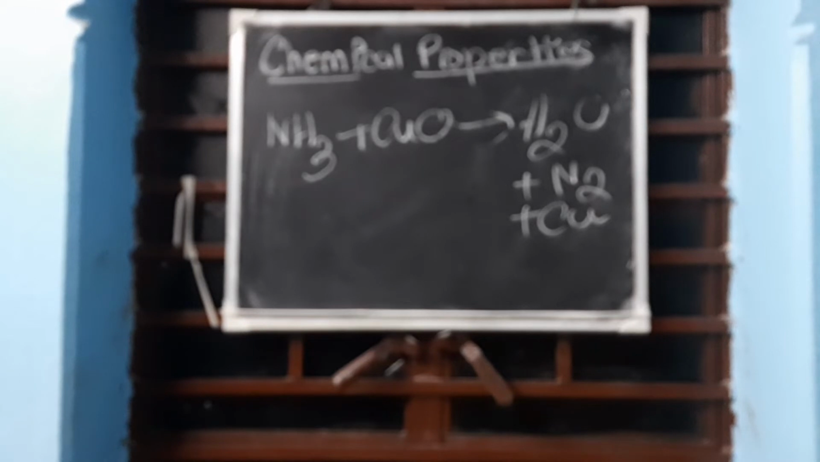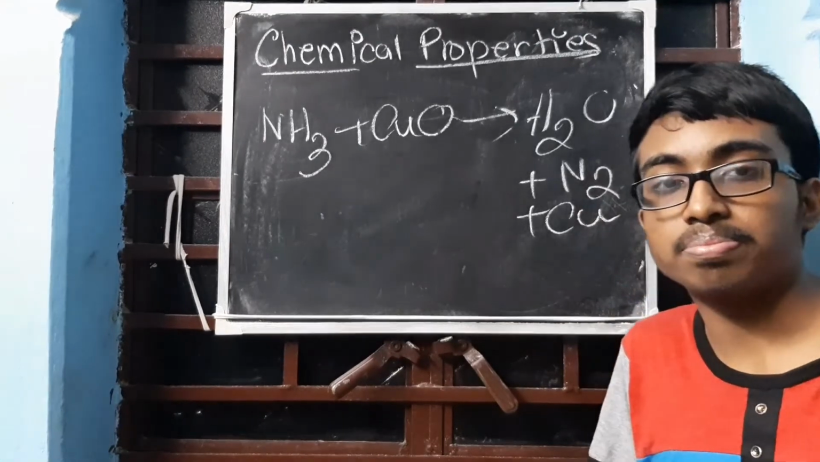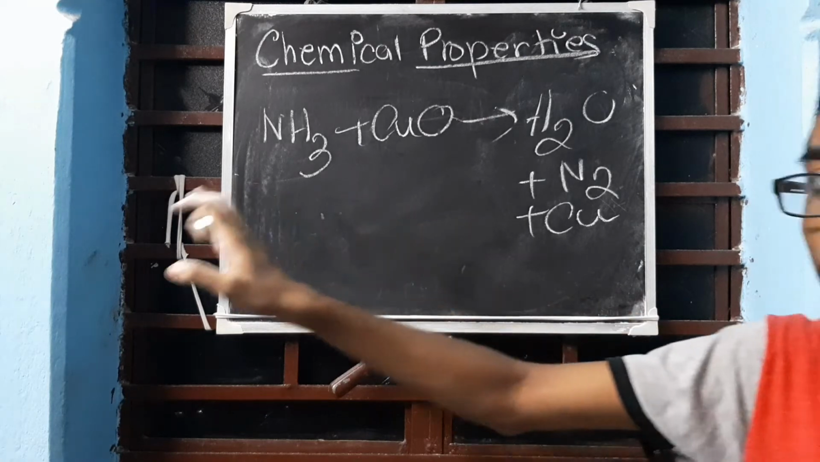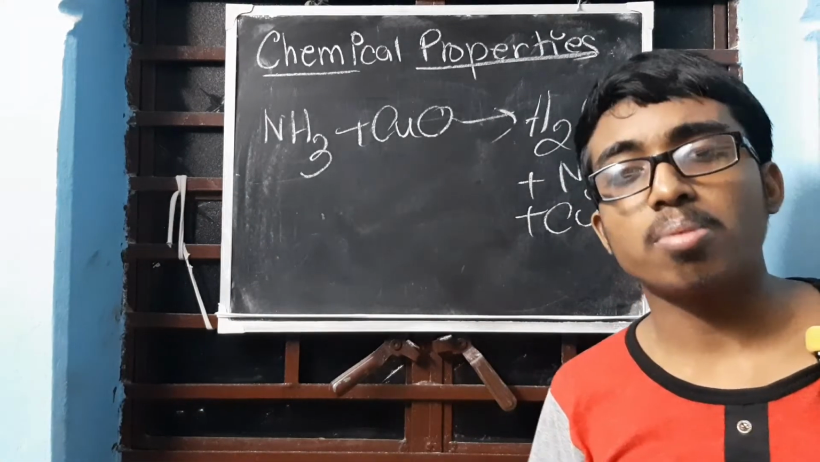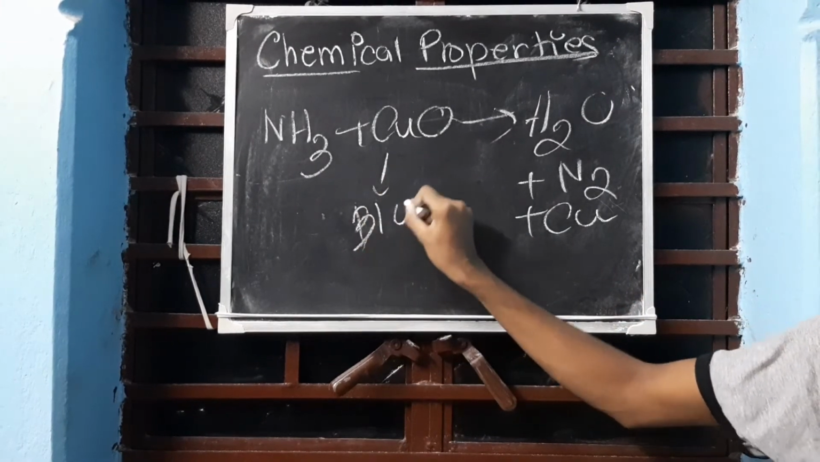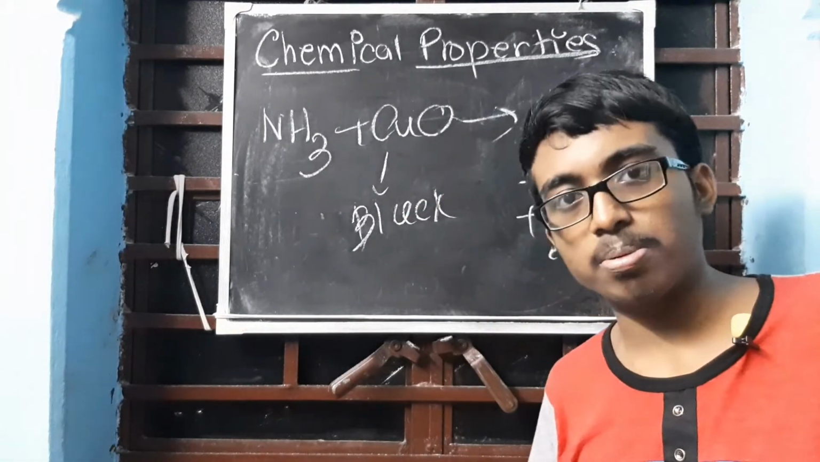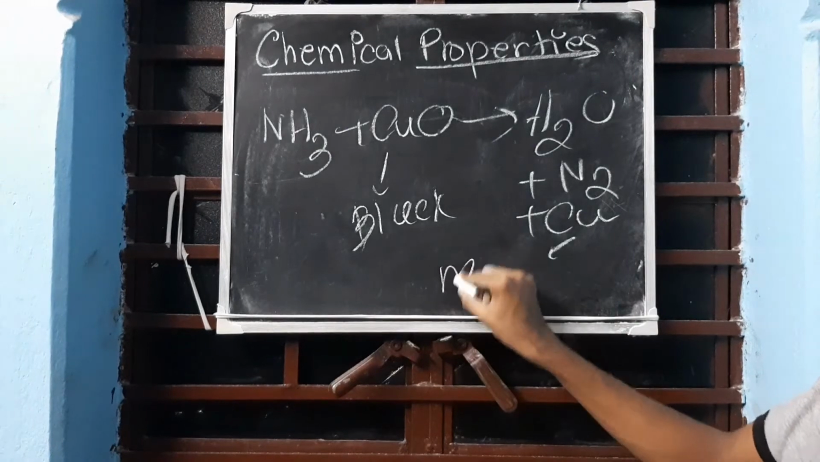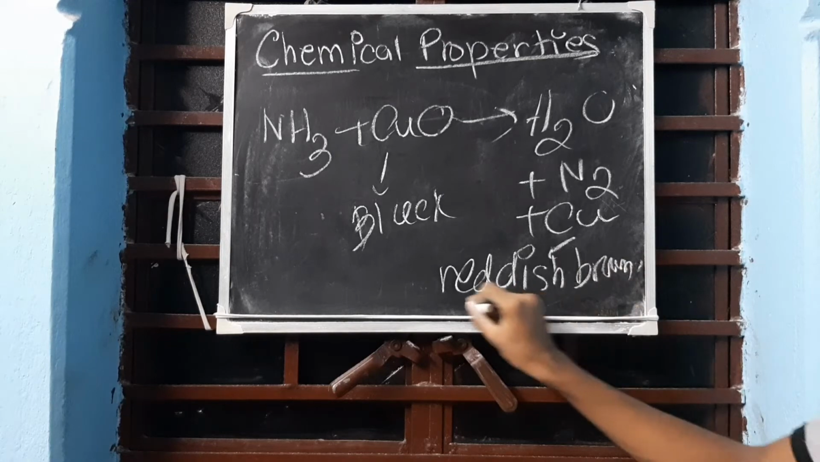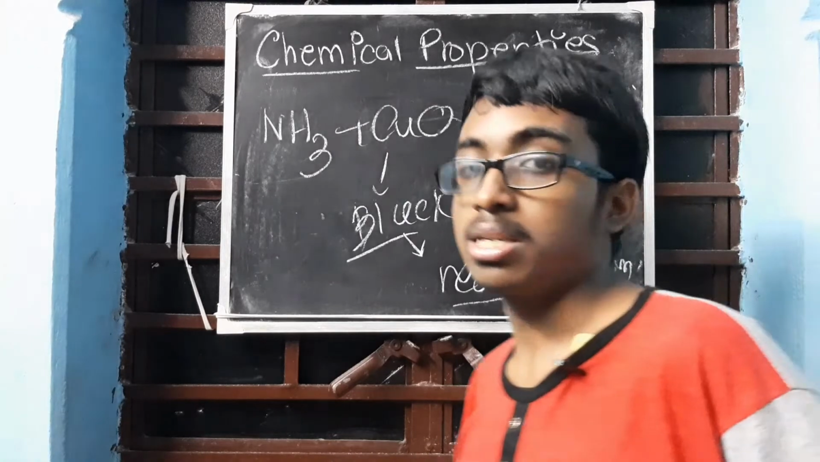This is the reaction to show the reducing property of NH3. Color change is very important. Color of CuO is black. Color of the product is not black: pink deposit or reddish brown deposit. So the color changes from black to reddish brown or pink deposit.